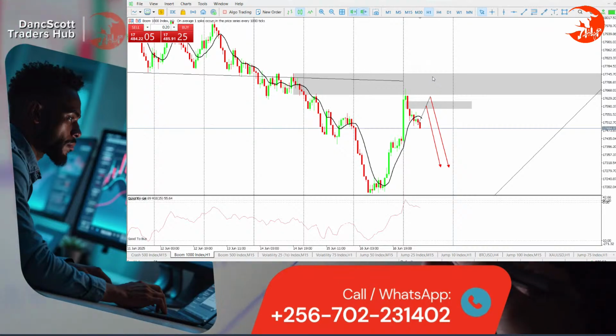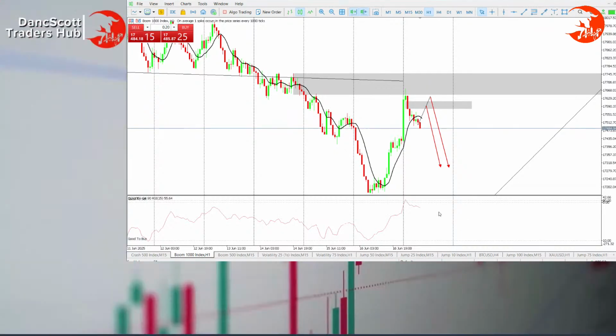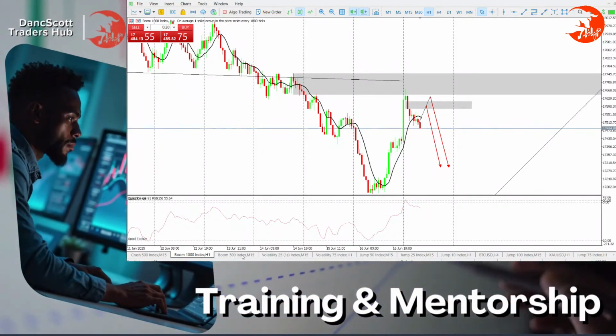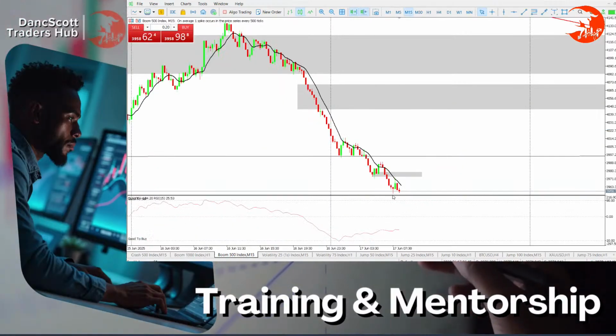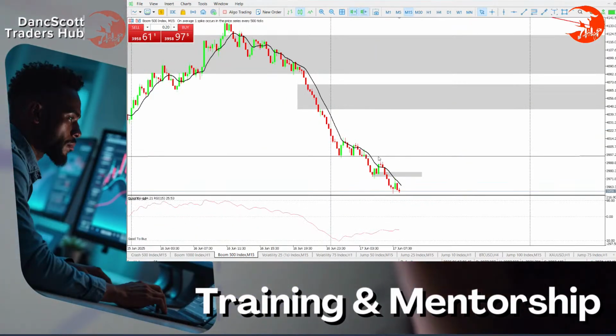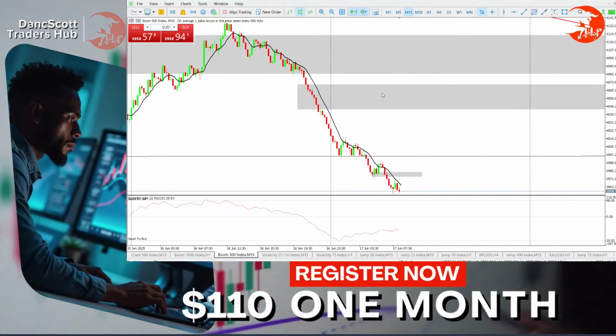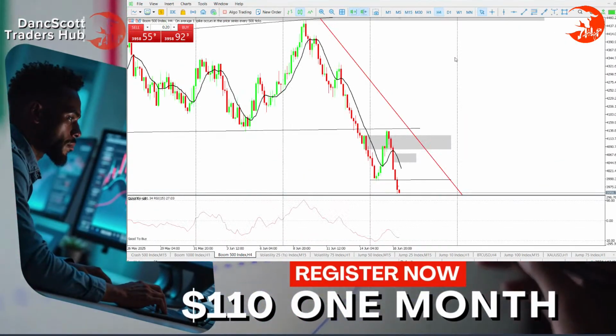We wanted a pullback there, then we can enter a sell, so we wait for that. This is going to be a good sell for all of us. Those who trade Boom 1000, you will be happy with this kind of a sell. This one, I told you, it's having low liquidity, low momentum, so it's a no-go. Don't waste your time on it.